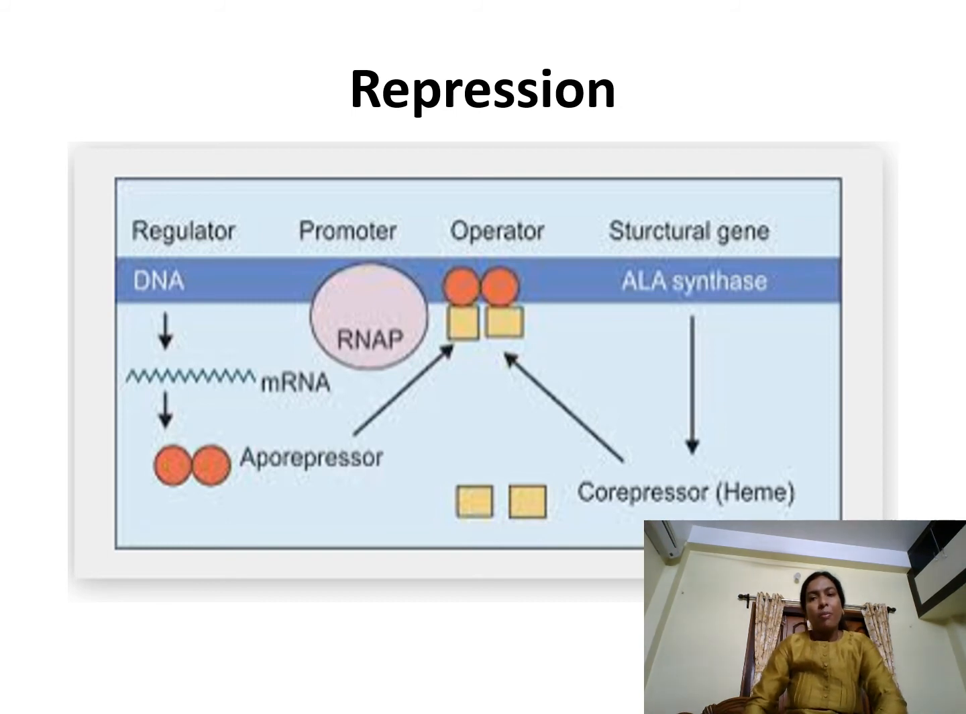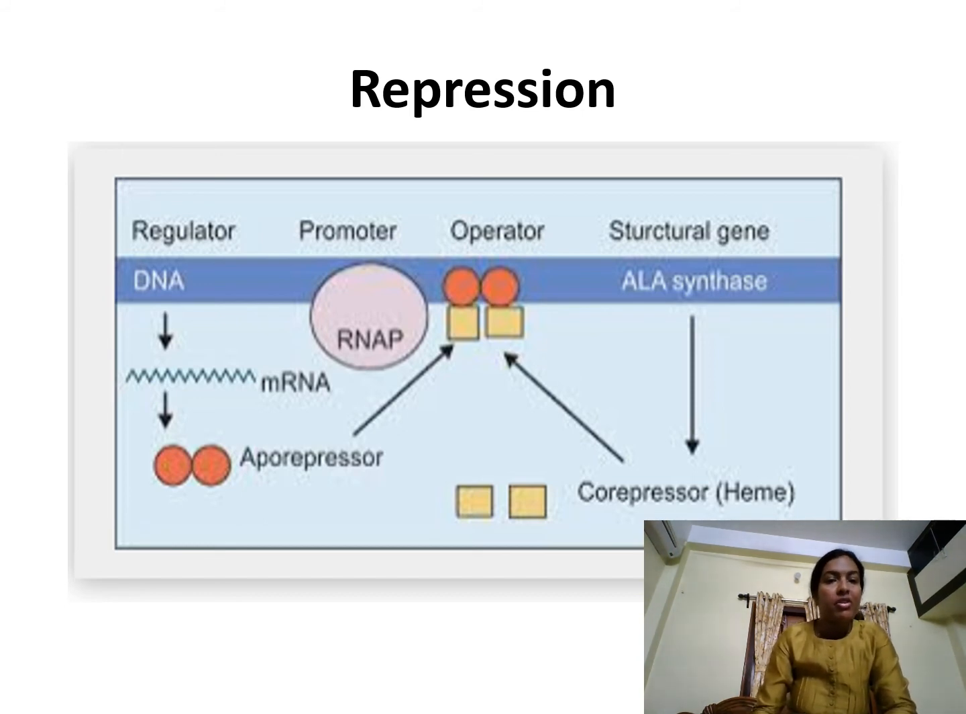Now, what happened? The regulatory portion is transcribed into mRNA. From this mRNA, we get some aporepressor molecules. Now, these aporepressor molecules are unable to bind with the operator site. But here, the heme molecule acts as a co-repressor. It binds to the aporepressor and they form the holorepressor. So aporepressor plus the co-repressor, this is the heme, they form the holorepressor.